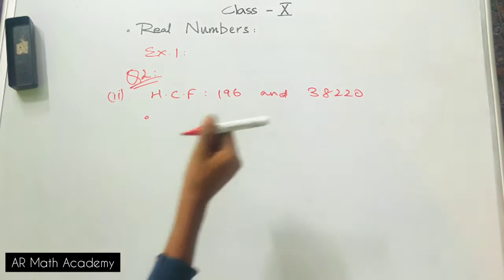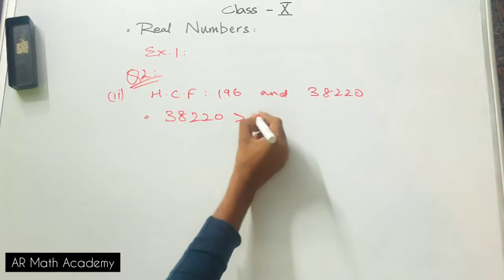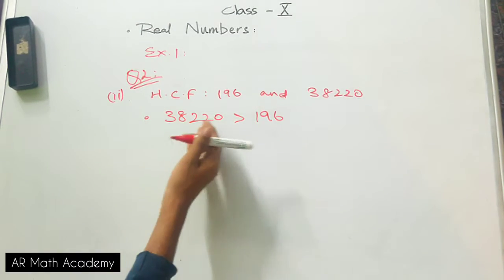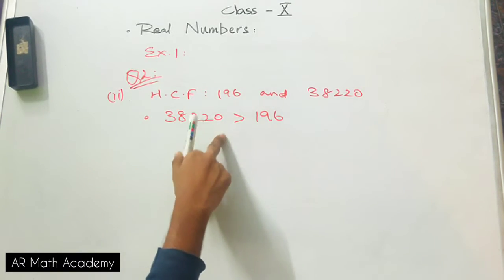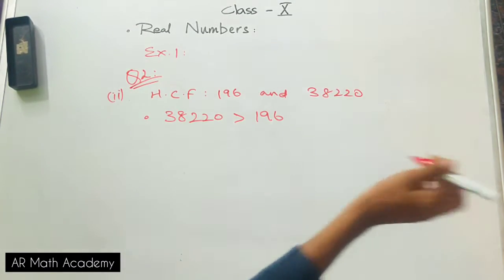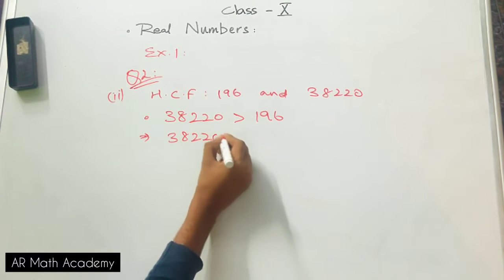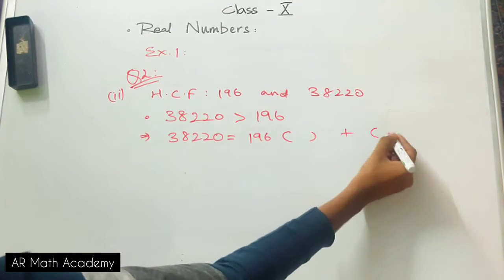Your first step will be finding the higher or greater of these two numbers. We know that this number is obviously greater than this number. So you should operate with 196 and bring 38,220 into the form bq plus r. So our first step, as you all know, would be 38,220 equals 196 times something plus something.